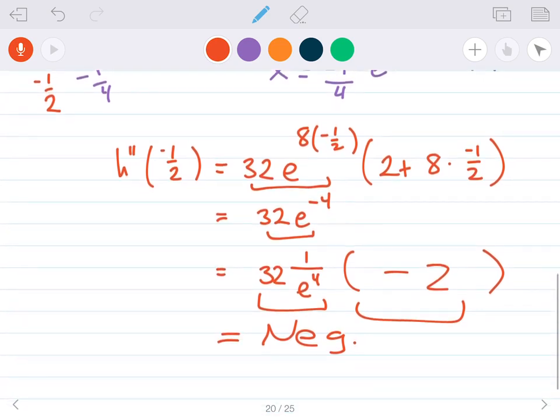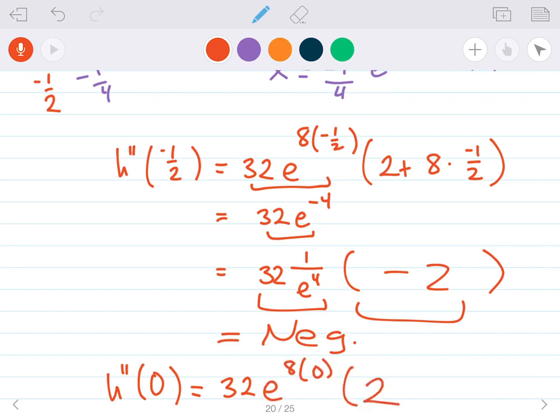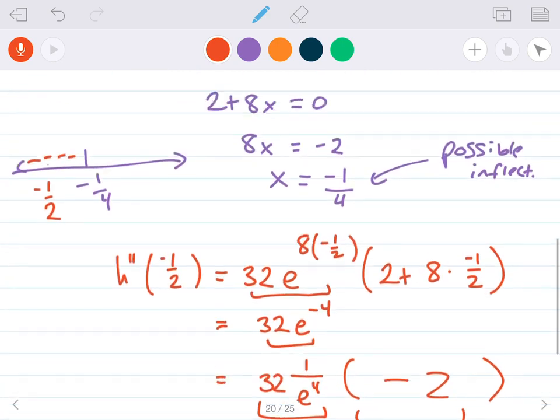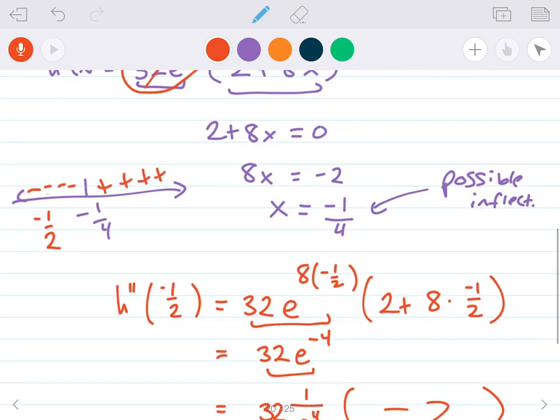Now let's see what happens at something greater than negative 1/4. How about 0? If we plug in 0 into our second derivative, we get 32 e to the 8 times 0, times 2 plus 8 times 0. Anything to the 0 power is just 1. So what we get here is 32 times 1, and then we get 2 here. So this is positive. So negative, positive, so yes, negative 1/4 is an inflection point.